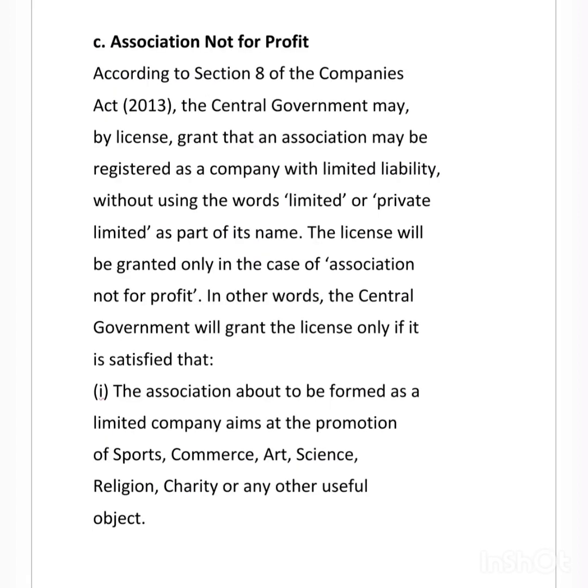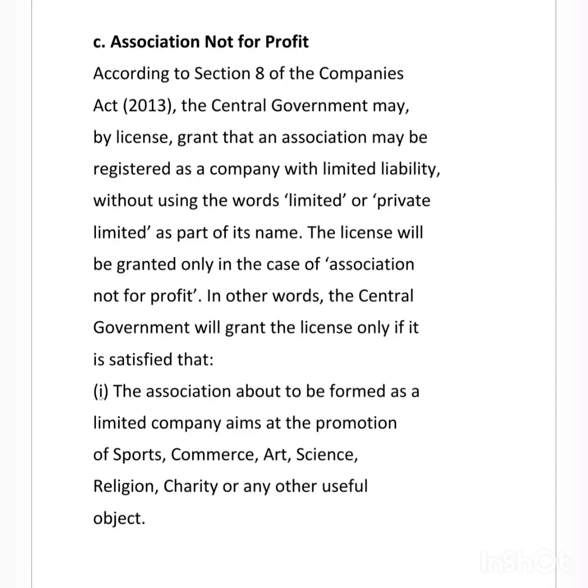Next, we'll move on with association not for profit. According to Section 25, the central government may by license grant that an association may be registered as a company with limited liability without using the words limited or private limited. That means a company can be formed in order for like association. It is not for earning profit. So the license will be granted only in the case of association not for profit. So in other words, the central government will grant license only if it is satisfied that this association is formed in order for promotion of profession, sports, commerce, art, science, religion, charity, or any other useful object.